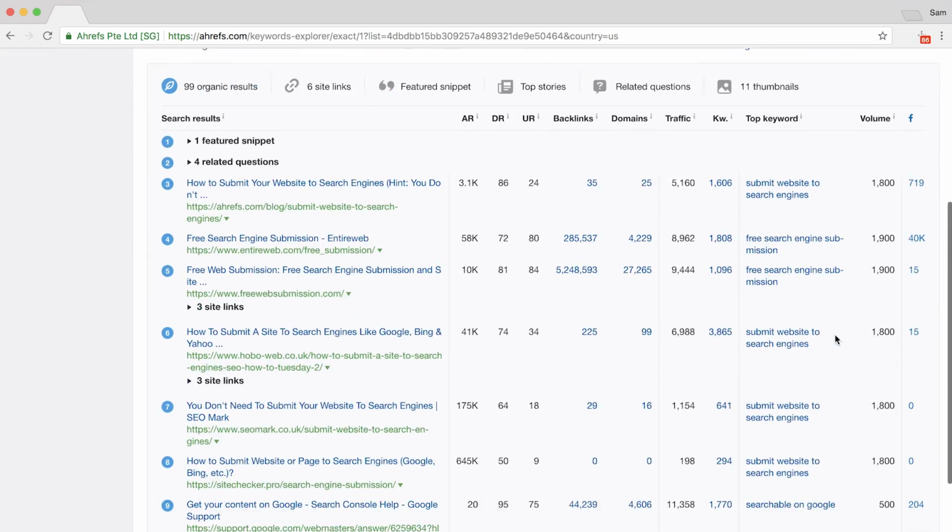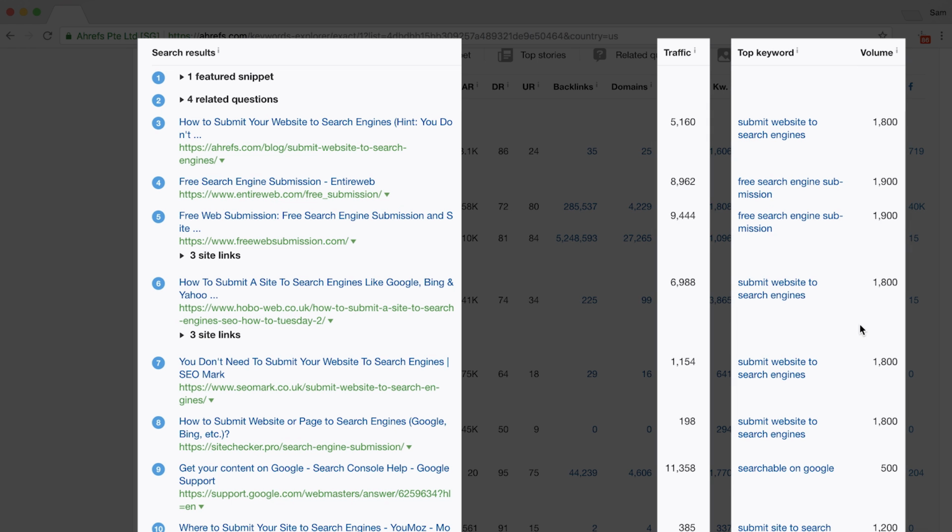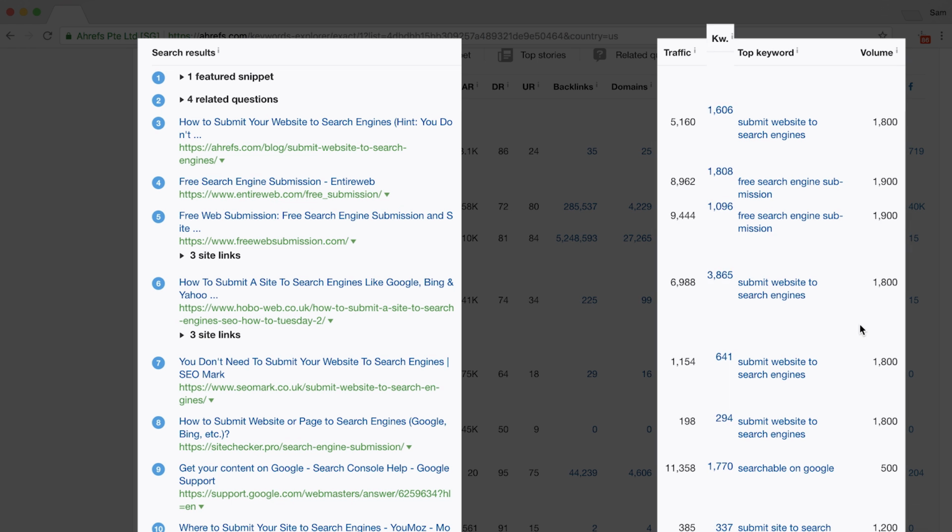Now let's look at the SERP for the query Submit Website to Search Engines. You'll see quite the opposite effect. The traffic numbers are more than triple the search volume of the top keyword, and most of these pages rank for thousands of keywords. So again, always analyze the SERP to see the total traffic these pages generate and look at the number of keywords these pages rank for.